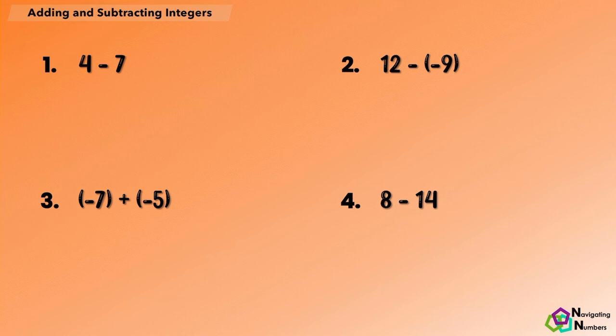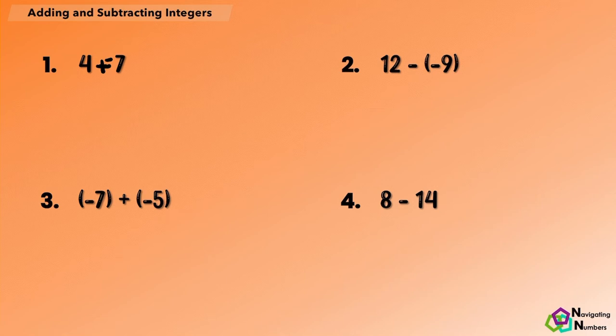Number 1, we have 4 minus 7. So here we have a subtraction problem. So we have to change that into an addition problem. We don't have to, but we're going to for the sake of this lesson. So we have 4 minus 7. We're going to change that. So we're going to add the opposite. So that becomes 4 plus negative 7.